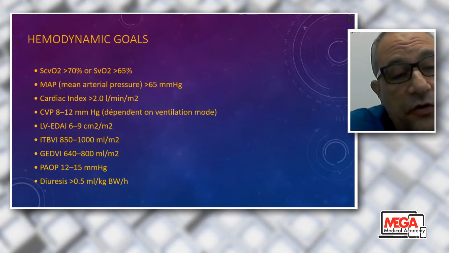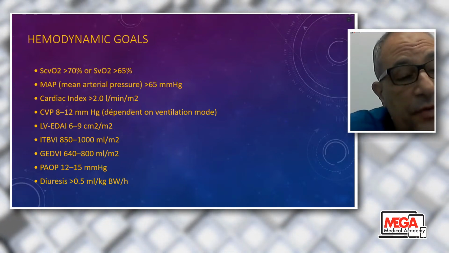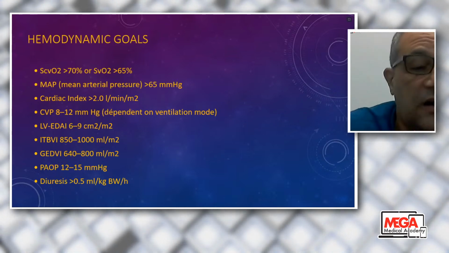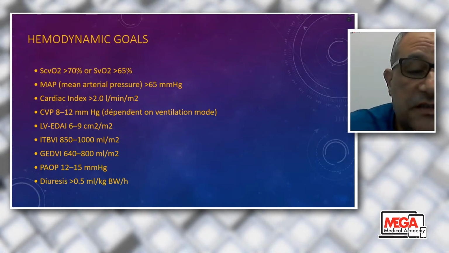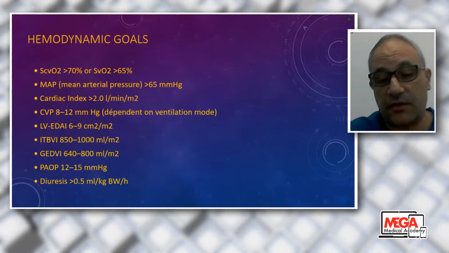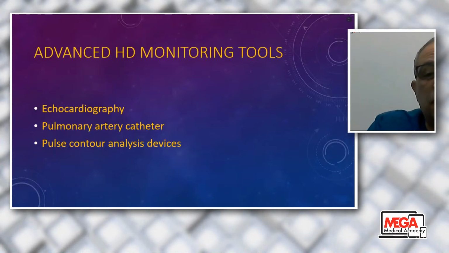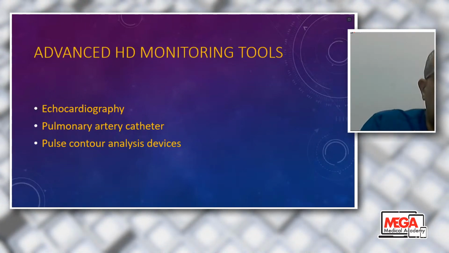Intrathoracic blood volume index 800 to 1000, global end-diastolic volume index 600 to 800 milliliter per square meter, pulmonary artery occlusion pressure from 12 to 15 millimeter mercury, and a diuresis more than 0.5 milliliter per kg per hour. We will revise all the hemodynamic goals, but our advanced hemodynamic monitoring tools to achieve those goals are echocardiography.